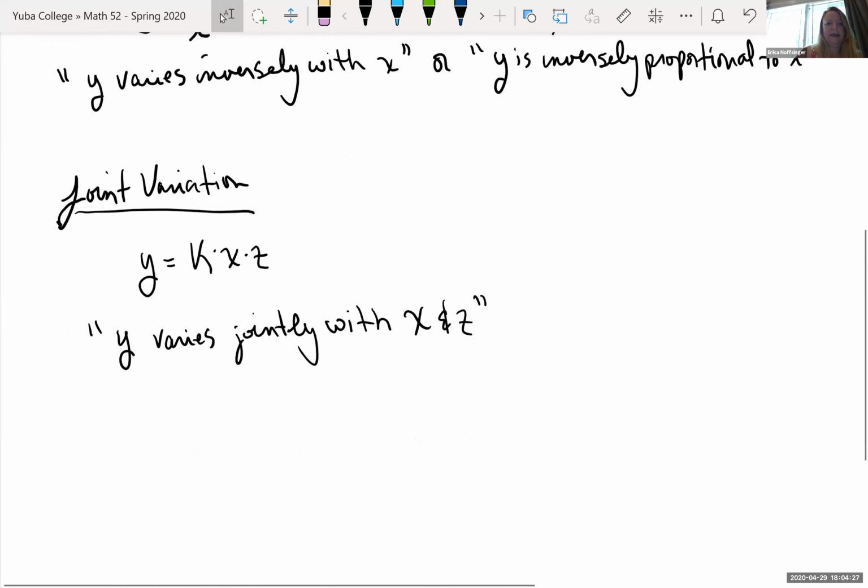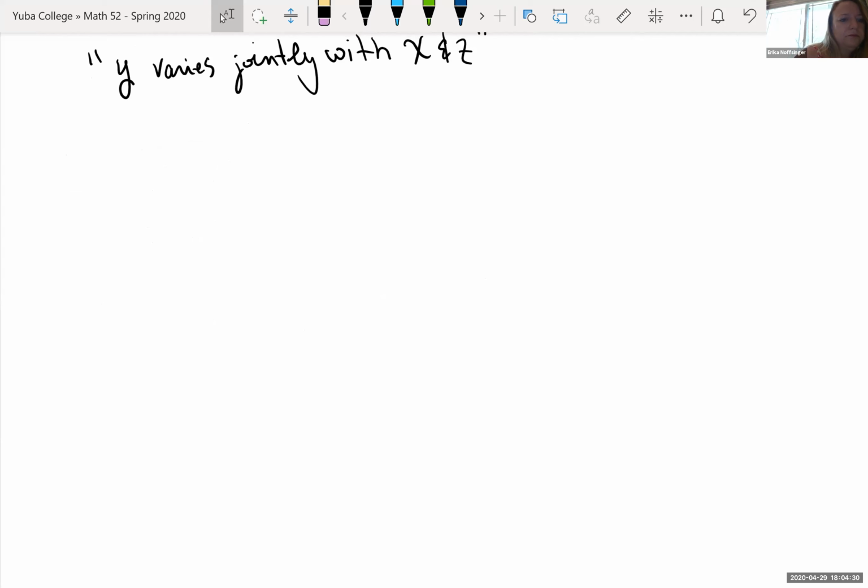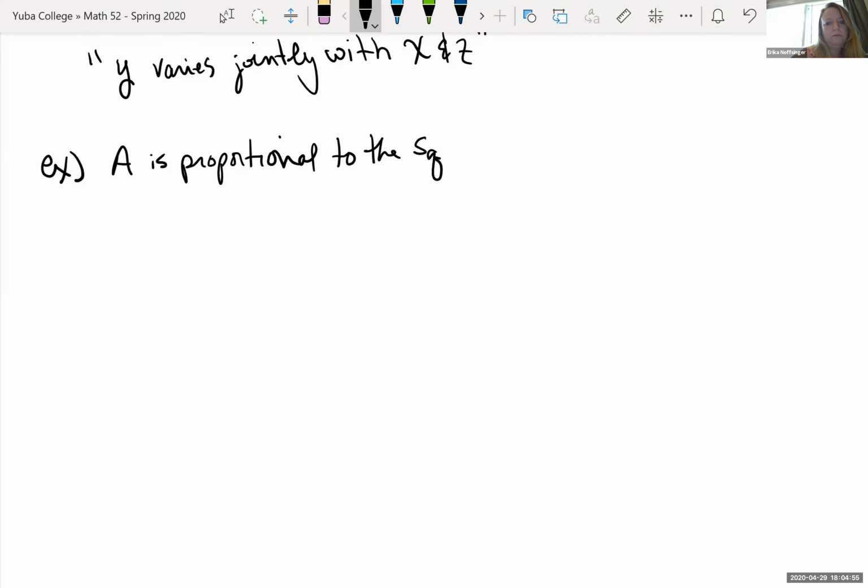So let's look at some examples. So if it said A is proportional to the square of t and inversely proportional to the cube of x.